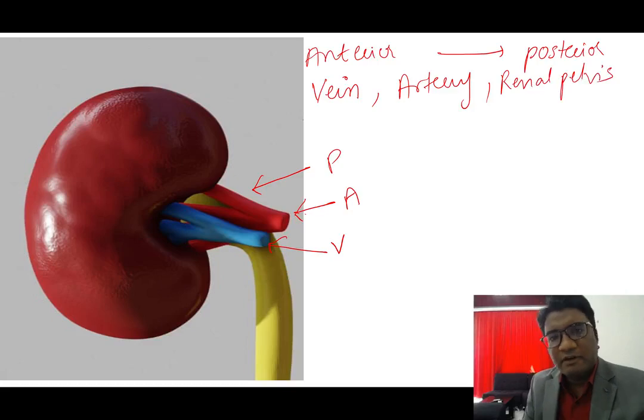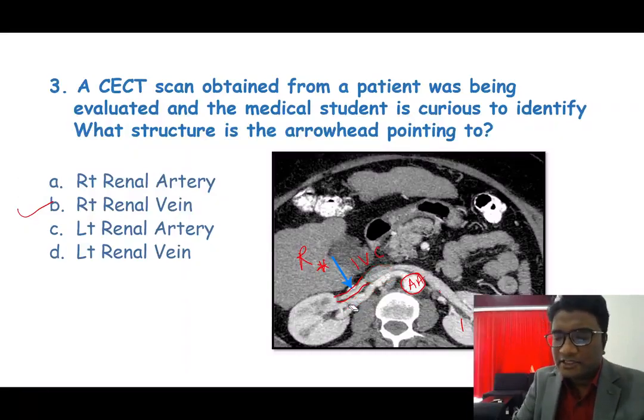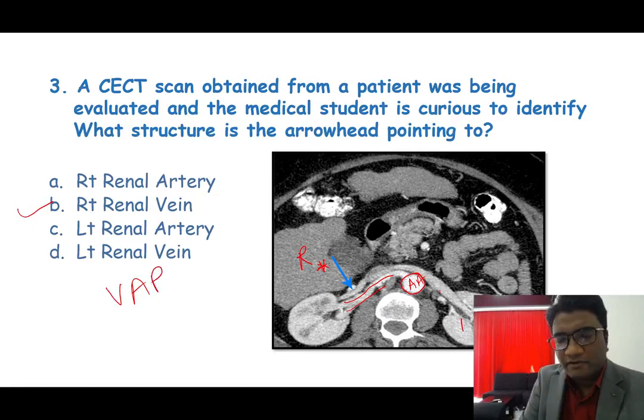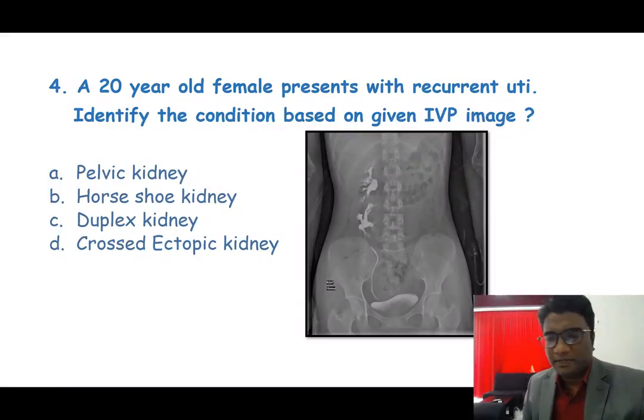So even if you have only remembered this, you could go back to the image and see that the structure that is coming anteriorly is your right renal vein. Posterior to that would be your renal artery. So remember, in the renal hilum, the VAP arrangement, from anterior to posterior, the vein will be the most anterior, next will be the renal artery, next will be the pelvis. So that was the next question. Let's look at the next image.